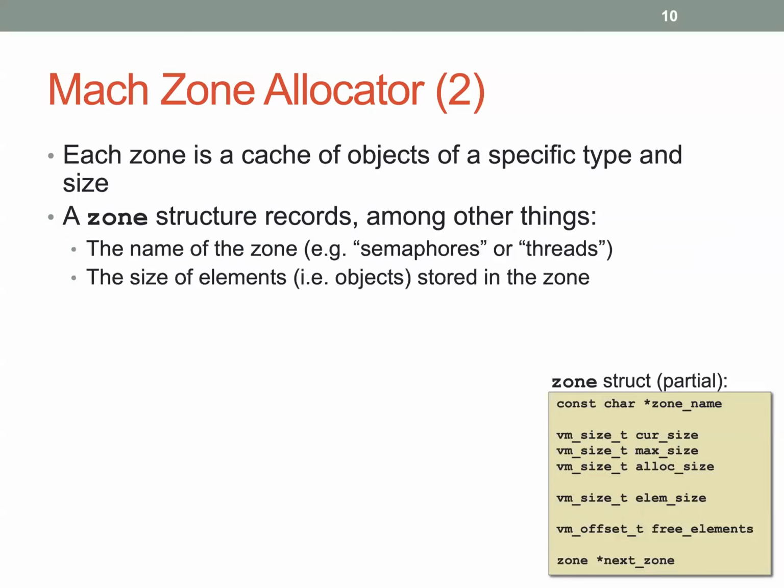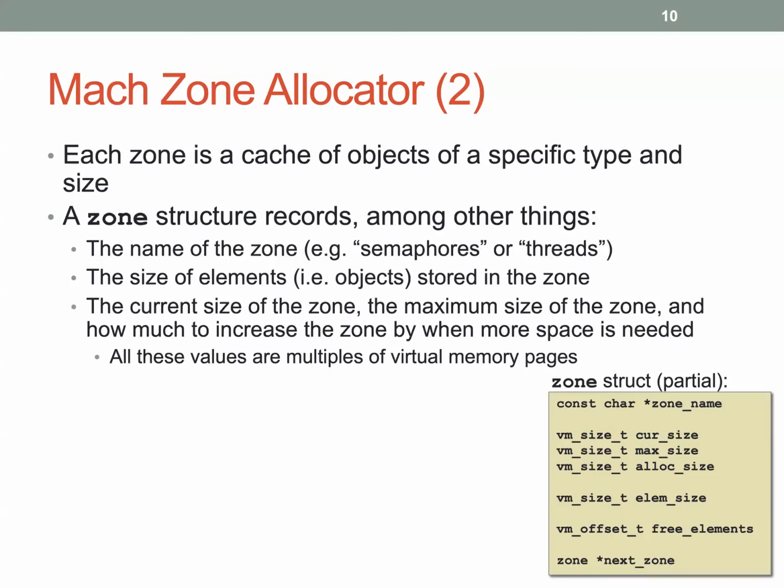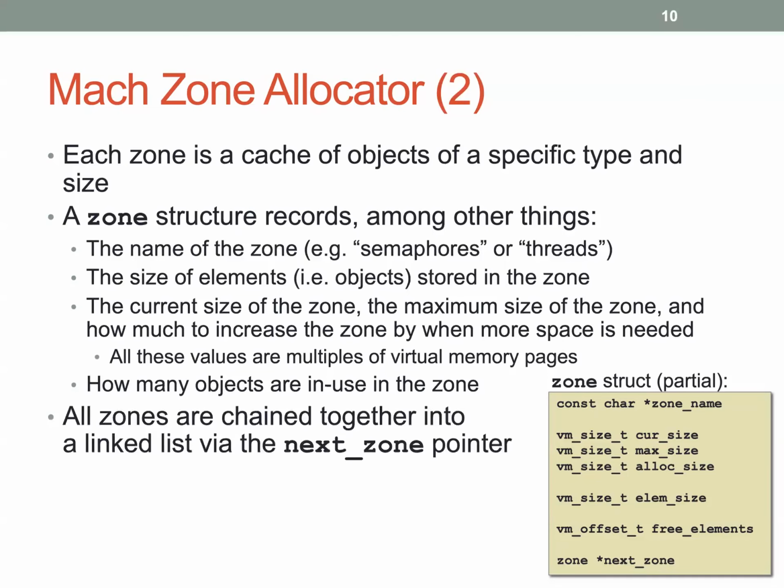So we have the name of the zone, the size of the elements, so that would be elem size here. Notice there's a number of vm_size_t's here. So elem size is the element size. And then you have the sizes of the zone: the current size of the zone, the maximum size of the zone, and how much to grow it by when you need to grow it. Those are all related to the virtual memory page size, because we always only grow or shrink by the virtual page size. And then also how many elements, how many objects are in use. You'll see free elements is also there, and there are a few other details as well.